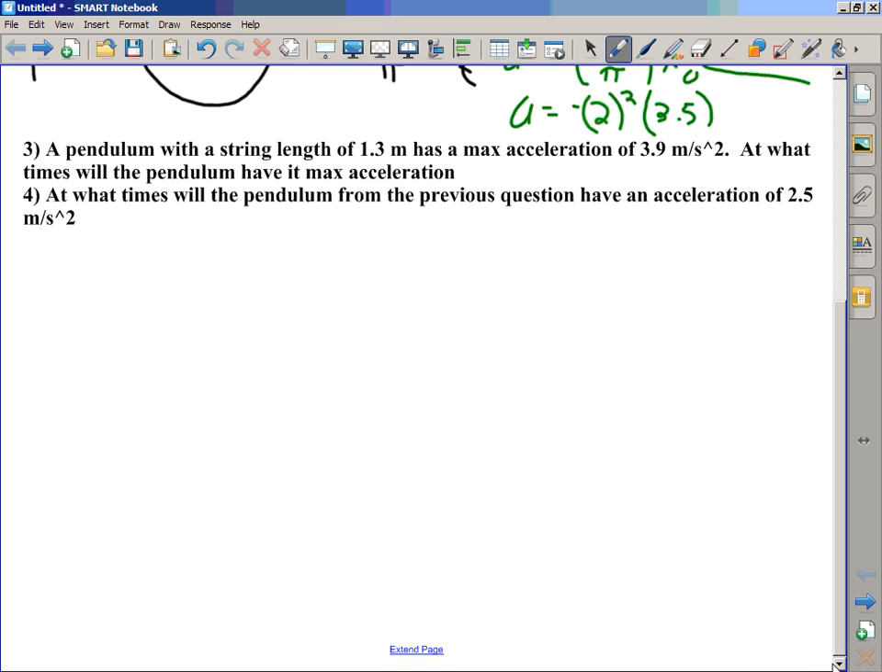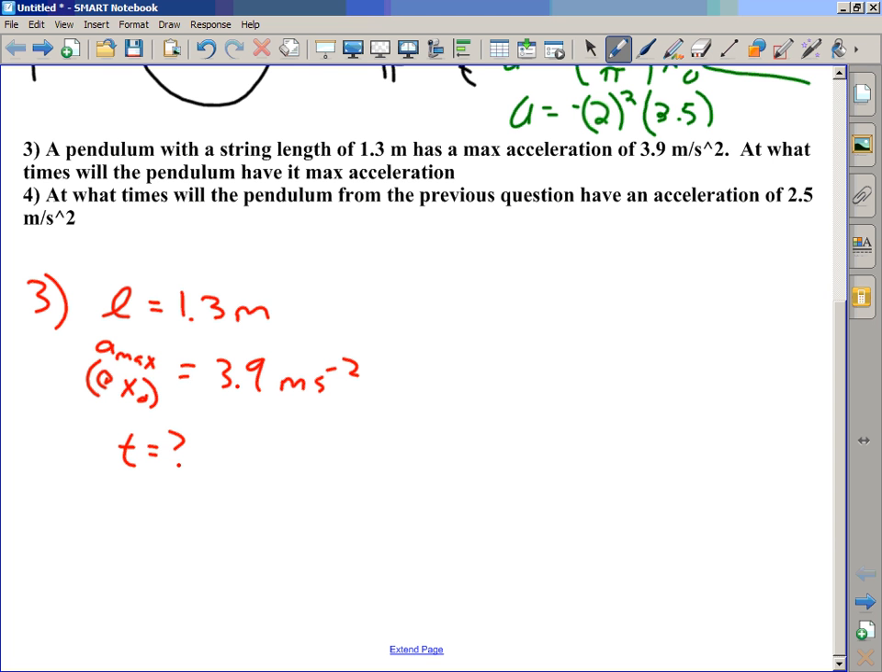I'm writing things down for this. 3 here, right? I've got L equals 1.3 meters. I've got A max, and by the way, your maximum acceleration happens when? At what location is your maximum acceleration? X naught. Good. This happens at X naught, if you will. I'm going to make a note of that because I have a lot in my head. That's happening at X naught. It's going to equal 3.9 meters per second squared. I'm looking for times that occur.